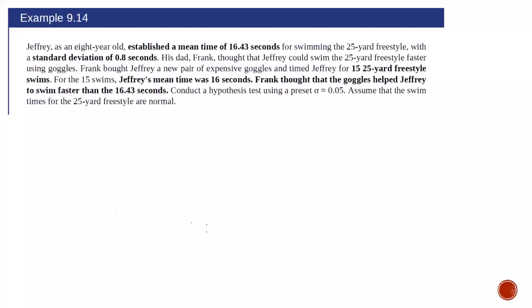So he then has Jeffrey wear the goggles, and he does 15 swims with the goggles on. In the 15 swims with the goggles on, Jeffrey's mean time was 16 seconds. And Frank thinks, okay, that's a lower mean than it was before, right? So he's saying, I think these goggles help, and he wants to do a hypothesis test with a significance level of 0.8. We're going to assume that we're dealing with a normal distribution, so we don't have to worry about the requirements. So what's the original claim here?